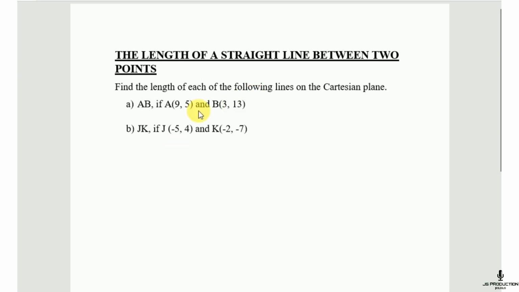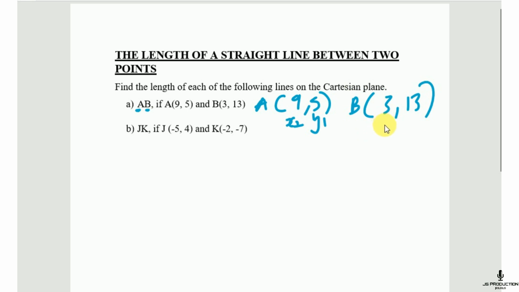So the line is starting from point A there, then it's going to point B. That means that our coordinates for A, we are going to write them. This is 9,5. And this is our x1, this is our y1. And that of B, we have 3,13. That means that this is our x2 and that's our y2.